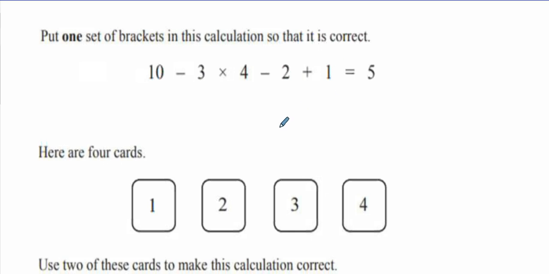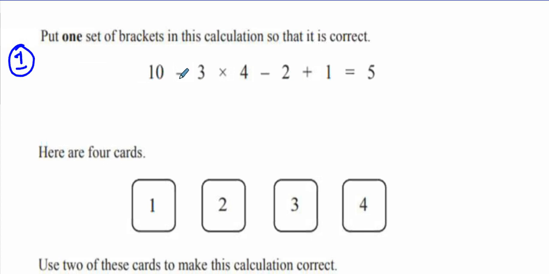How many possibilities are we going to have? Let us count the number of signs. We have subtraction, multiplication, subtraction again, then addition. And the question is, put one set of brackets in this calculation so that it is correct. Now, how do we put the brackets? Here we use the trial and error method. That means finding out the possibilities.